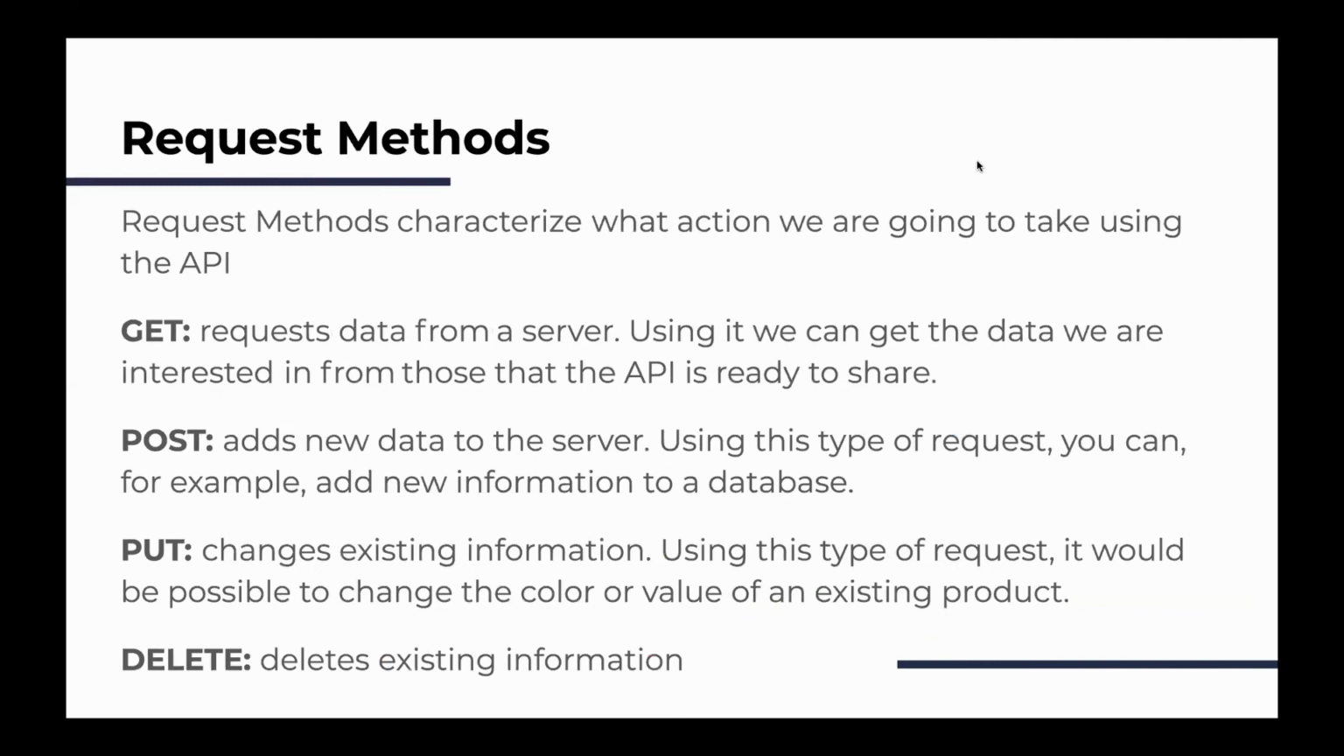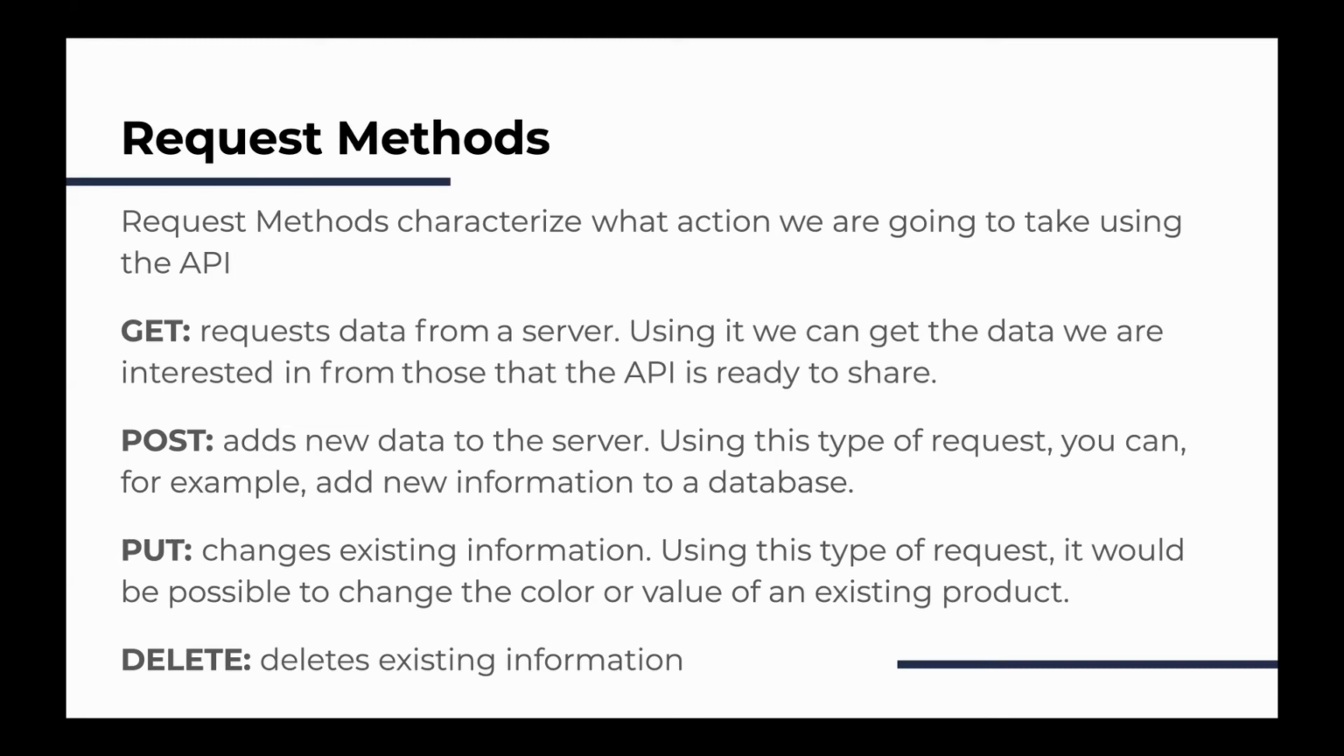So with request methods, basically a request method is what action you're going to take with using the API. The first one is a GET request, and that just requests data from a server. You can use it to get the data that we are interested in from the API that is ready to share.